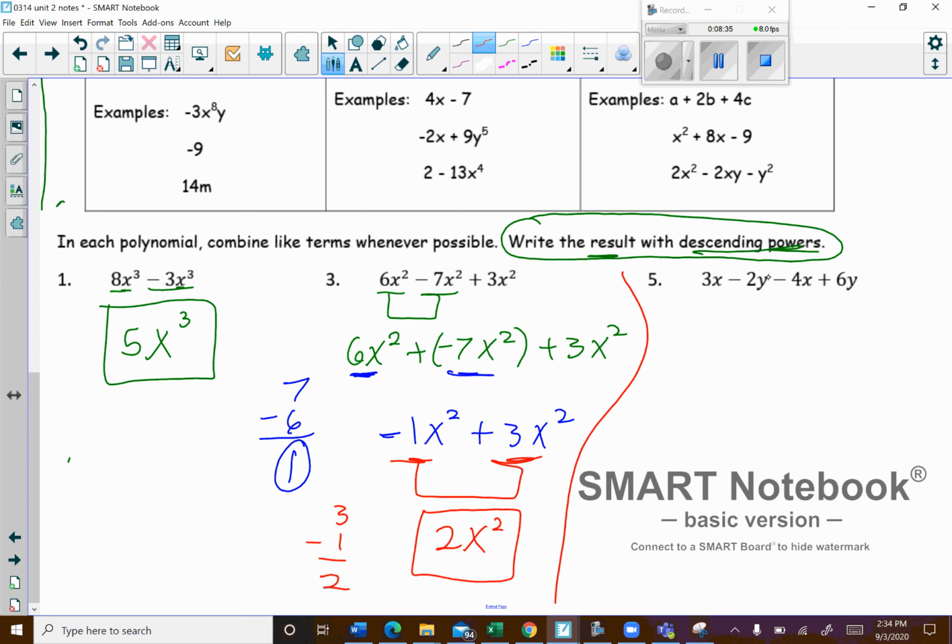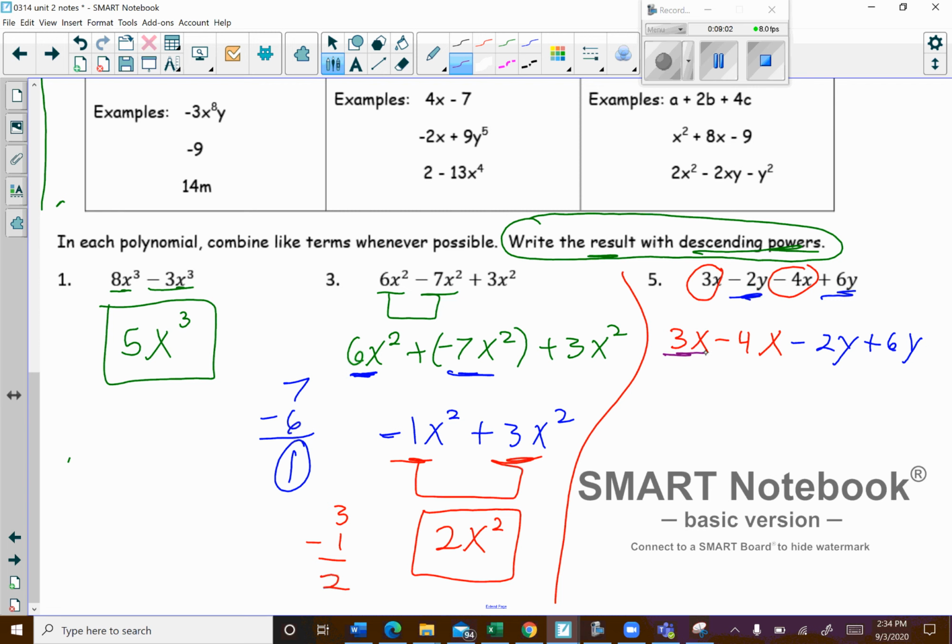So what I'm going to do here is put the 3x and the minus 4x next to each other. So it's going to be 3x minus 4x. And then I have the minus 2y and the plus 6y. So I got to move the minus with the 2y back here, and then the plus with the 6y back here. And so I'm just trying to order this a little bit better. And so now I can go ahead and look at each one individually.